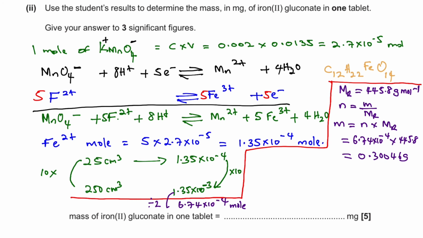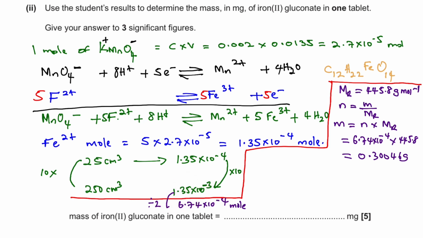Once we get that, that's the mass of 1 tablet. Don't forget, you've got 1 mole of iron in gluconate. That's basically 1 mole of iron here. This one is 22 moles of hydrogen, that's 12 moles of carbon, this is 14 moles of oxygen, and this is 1 mole of iron. That's why we used that 1 mole of iron. And then we divide it by 2 for 2 tablets.